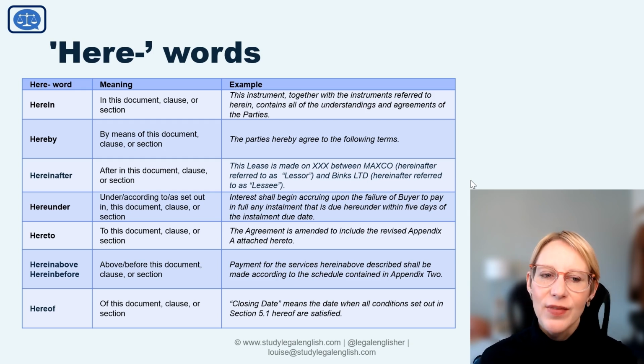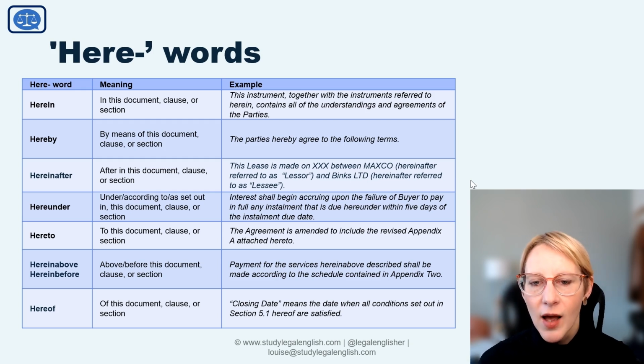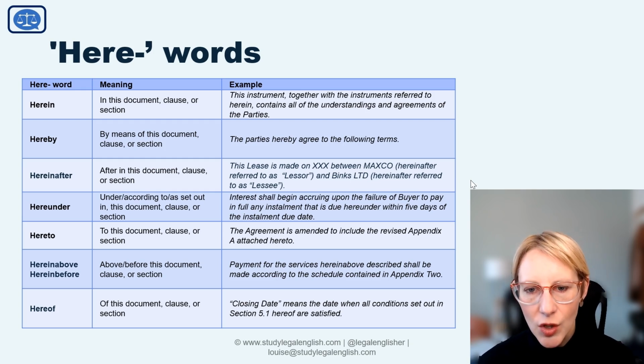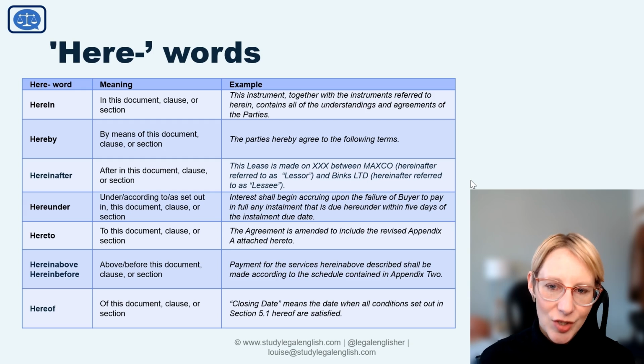Hereinafter means after in this document, clause or section. For example, this lease is made on a particular date between Maxco, hereinafter referred to as lessor, and Binks Ltd, hereinafter referred to as lessee. So later, after this particular part of the contract, the parties will not be referred to by their real registered company names. Instead, they will be referred to as their part in the contract as lessor or lessee.